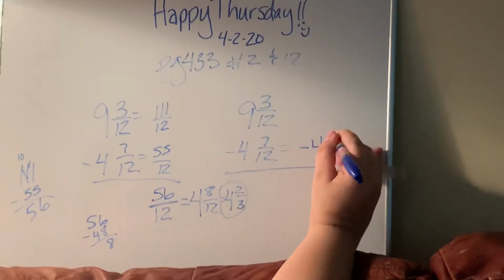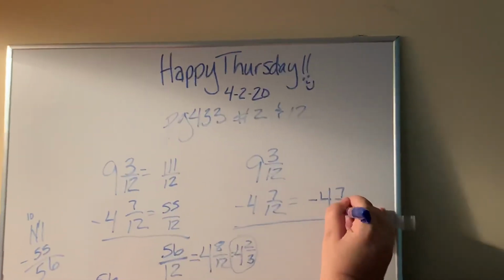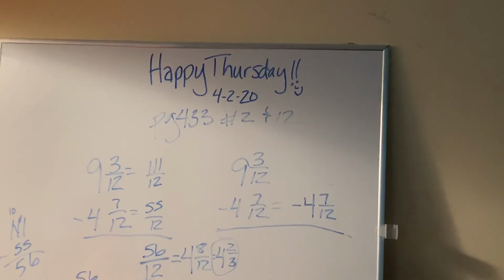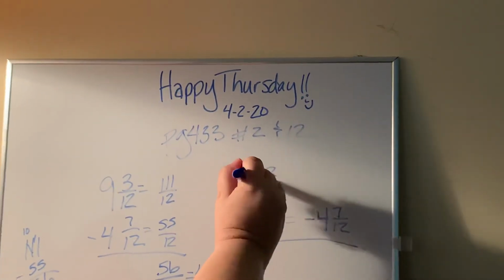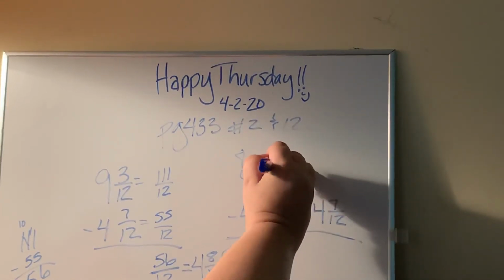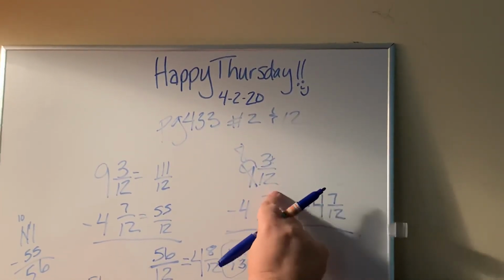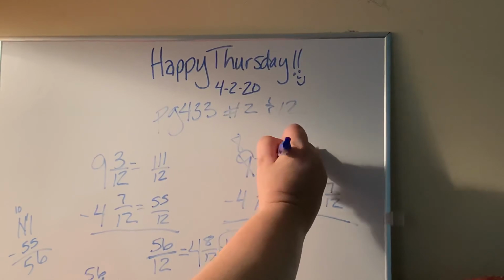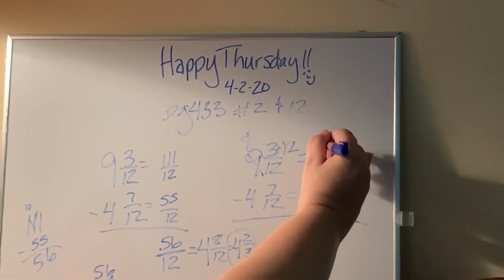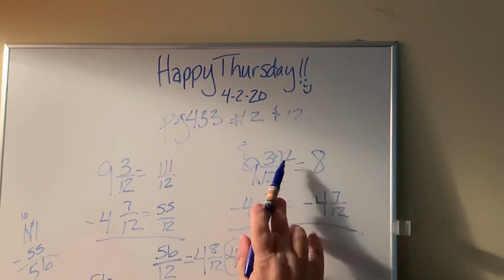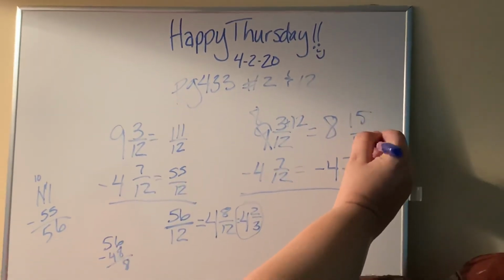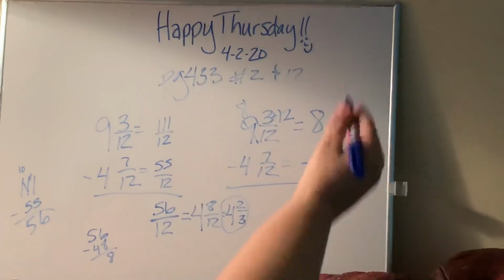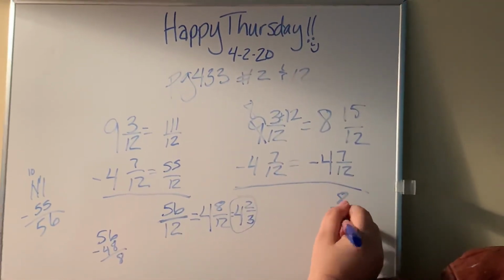All right, this time we're going to use our other method, which is to borrow and regroup, okay, because we cannot take 7 away from 3. So we're going to borrow one of these. We're going to add how many pieces? 12 pieces. 12 pieces to that. Rewrite it so it's not so crazy looking. All right, 12 plus 3 more gives me 15 over 12.